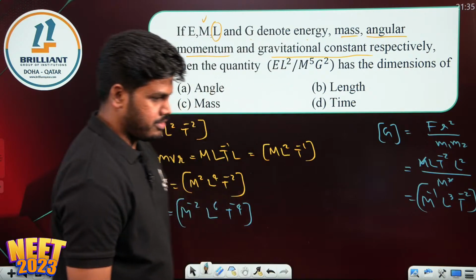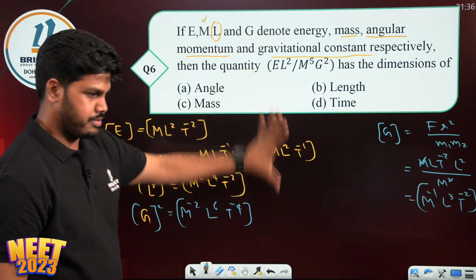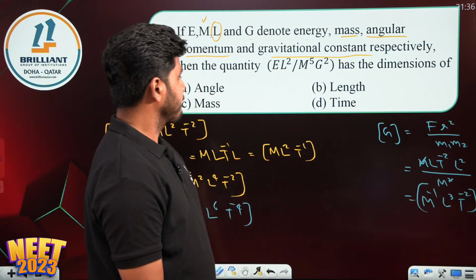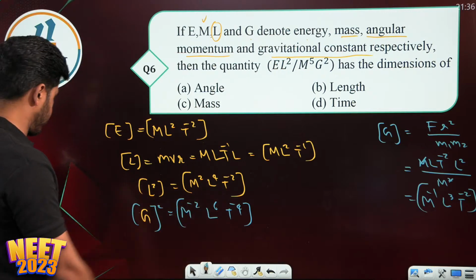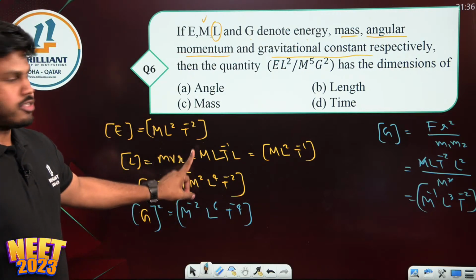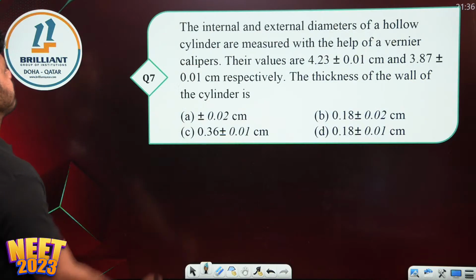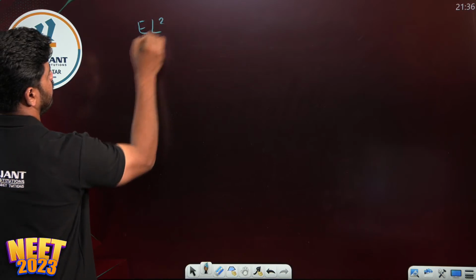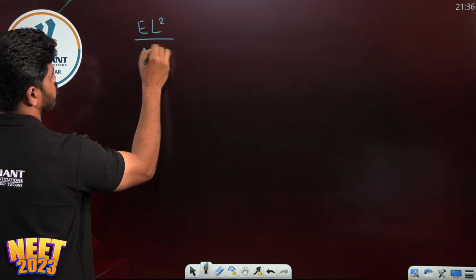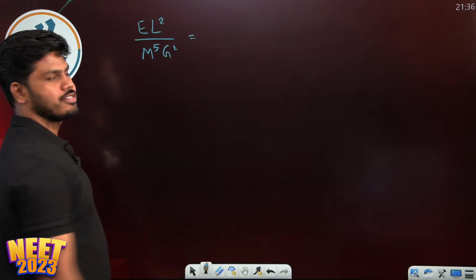Hafiz, tell me the final answer. Okay, hope you have these dimensions with you. I'm going to change this page. We have to substitute for E L squared divided by m raised to 5 G squared. Let's take the ratio one by one.